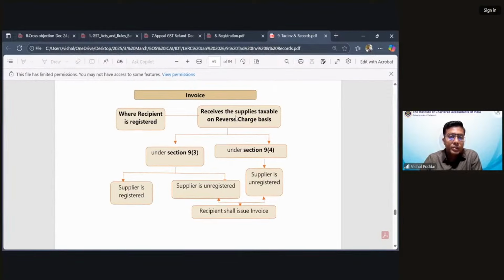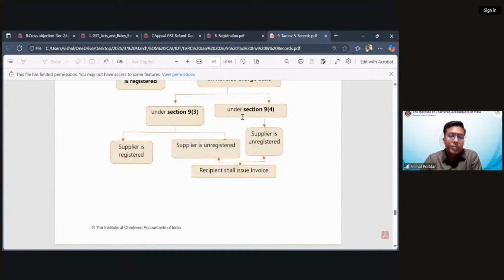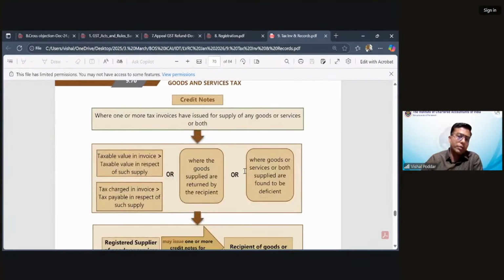So self invoice is where the recipient is registered, the transaction is under RCM, maybe 9(3) or 9(4), and the supplier is unregistered. In this case, the recipient shall issue a self invoice, that is, an invoice on its own self, which is what we call a self invoice.